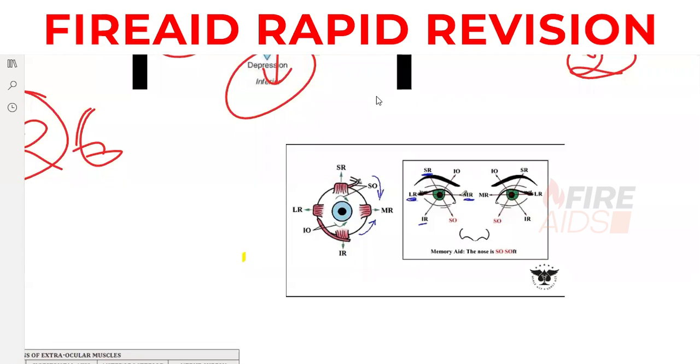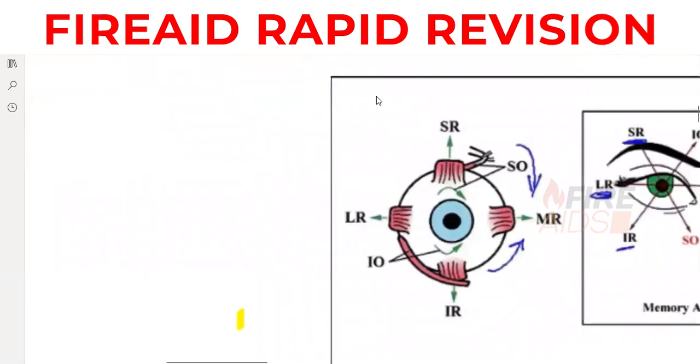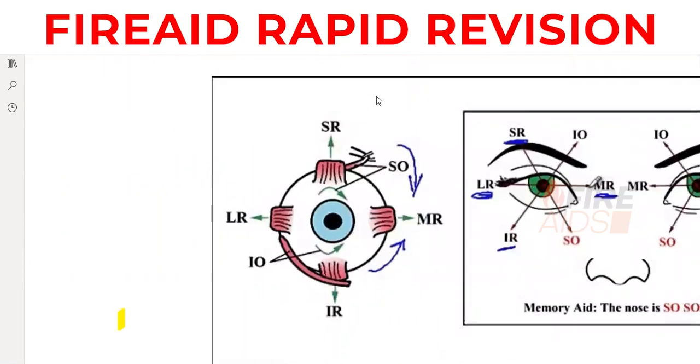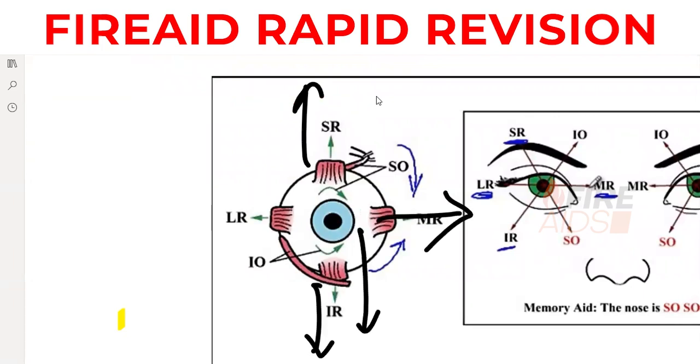Please look at this image very carefully. If you see, the superior rectus makes the eye move upward. The inferior rectus pulls the eye down, so you will start looking downwards. Medial rectus means you will look at the medial side. Lateral rectus means you will look at the lateral side.